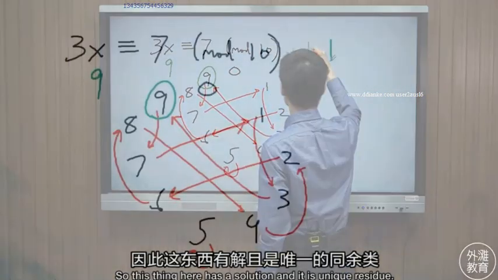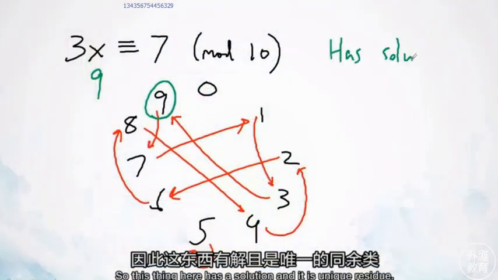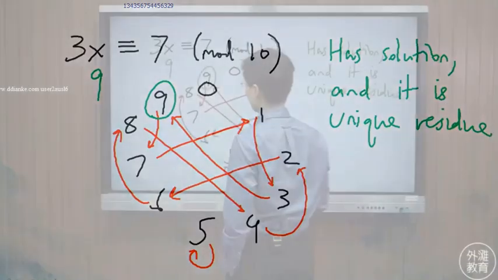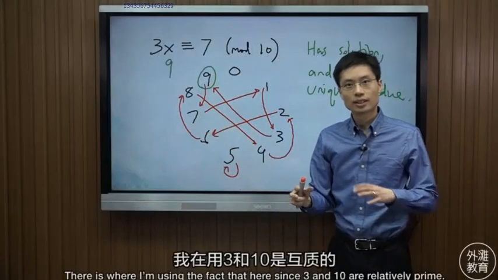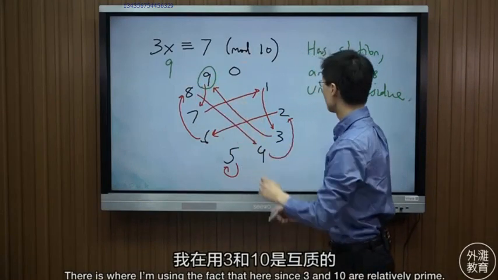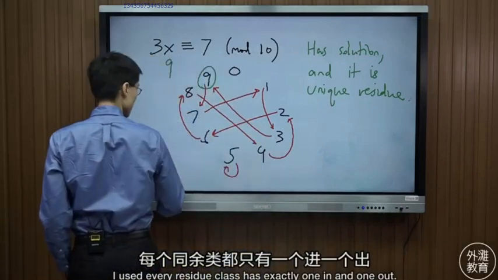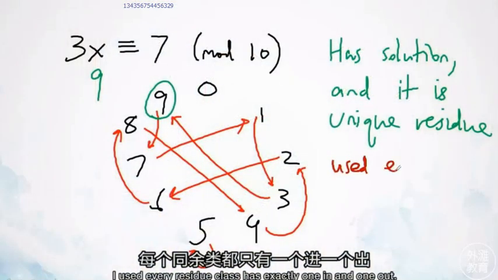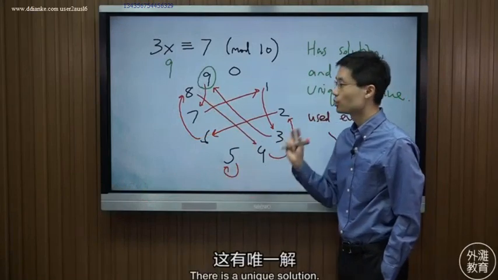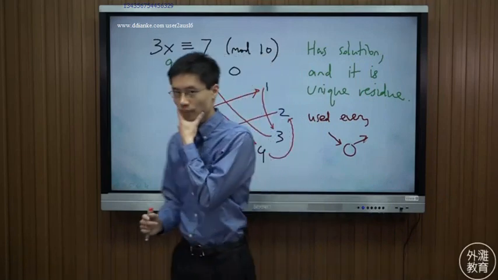So this thing here has a solution, and I will write that it is a unique residue. Okay? There's exactly one going in. This is where I'm using the fact that since 3 and 10 were relatively prime, every residue class has exactly one in and one out. That's how I know there's exactly one way to do this. There's a unique solution.